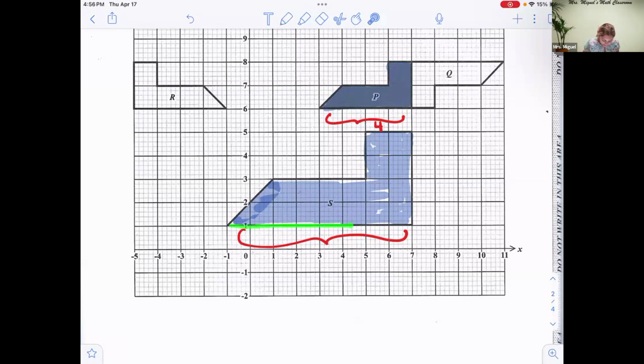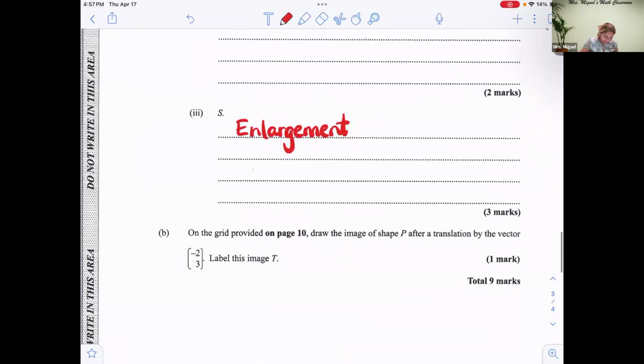How many blocks is this line? This is 1, 2, 3, 4. So this is 1, 2, 3, 4, 5, 6, 7, 8. So guess what? The scale factor is 2, and it's just easy like that. 8 divided by 4 is 2. So you could write scale factor 2. So you see again my marks, eh?